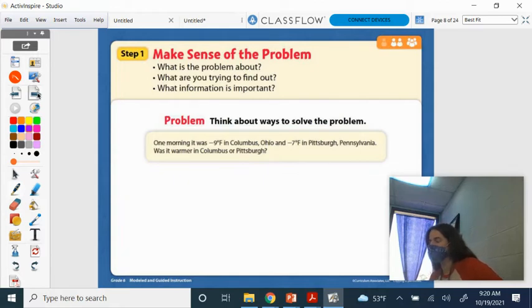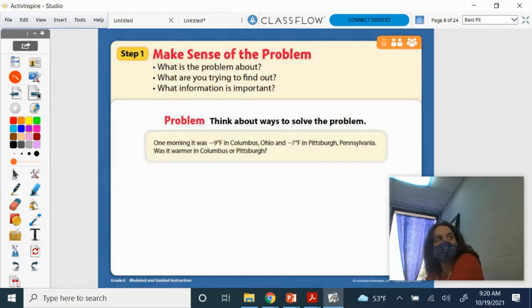But we're also going to be using greater than, less than signs. So we got our problem. I'm going to read it 3 times, move forward. One morning it was -9 degrees Fahrenheit in Columbus, Ohio, and -7 degrees Fahrenheit in Pittsburgh, Pennsylvania. Was it warmer in Columbus or Pittsburgh?